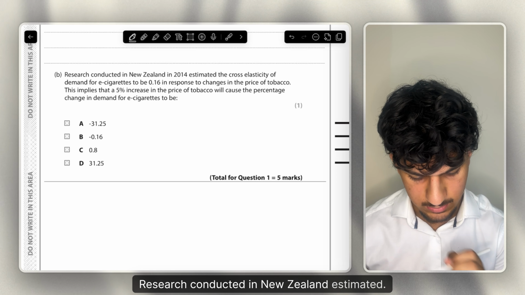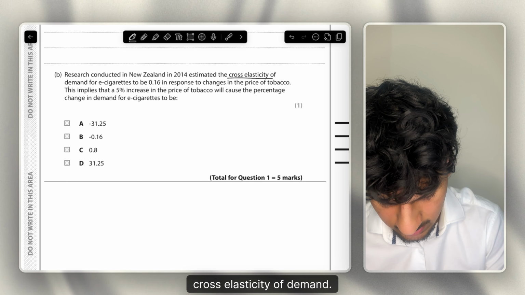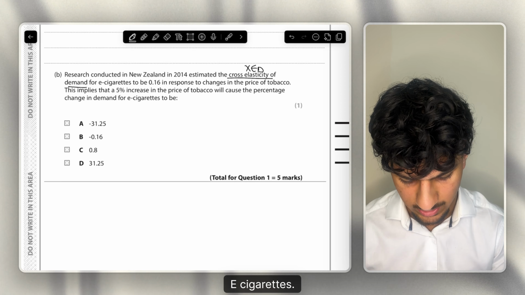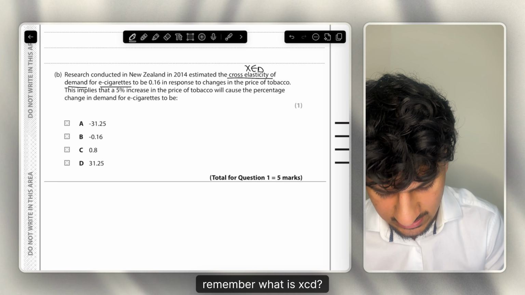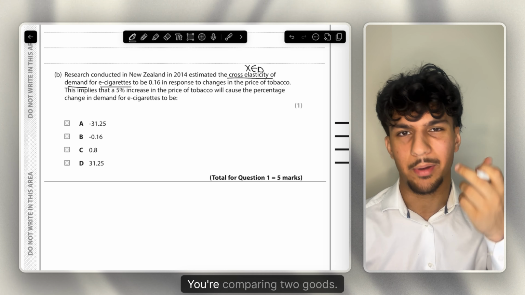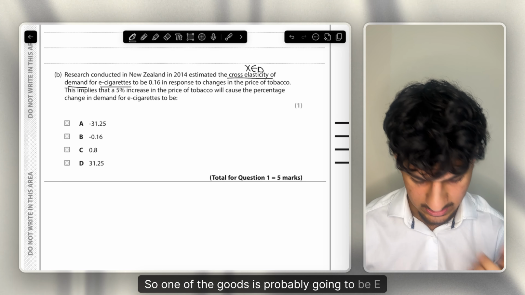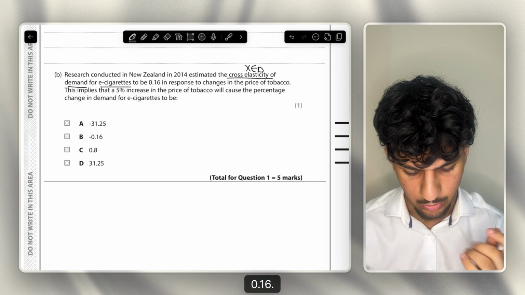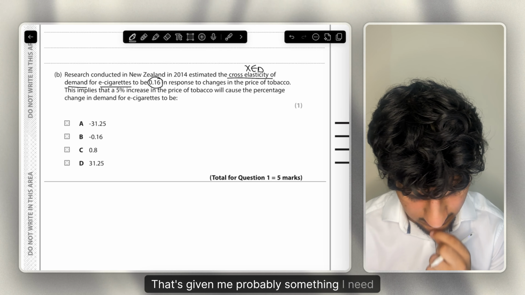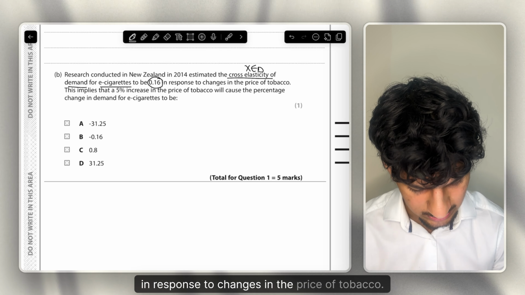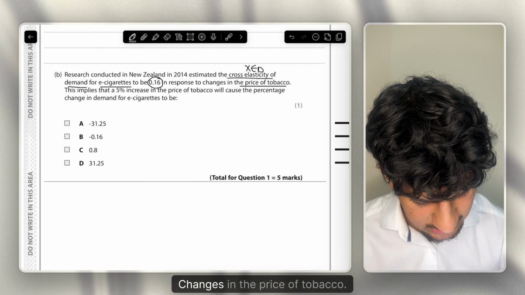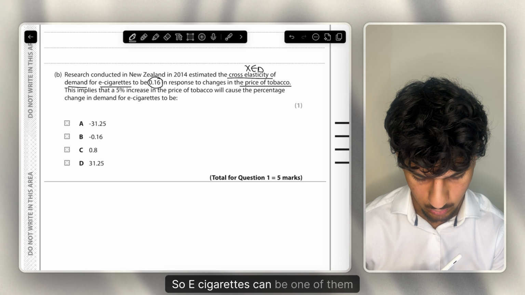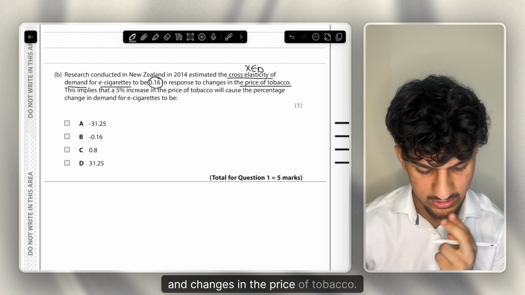Research conducted in New Zealand estimated cross elasticity of demand. So that tells me XCD is probably going to be used straight away. For e-cigarettes, remember, what is XCD? Cross elasticity of demand. You're comparing 2 goods, so one of the goods is probably going to be e-cigarettes. Cross elasticity of demand of e-cigarettes to be 0.16. That's probably something I need. In response to changes in the price of tobacco. Okay, so they've given me the two goods here, I'm guessing. E-cigarettes is going to be one of them, and the other is the price of tobacco.